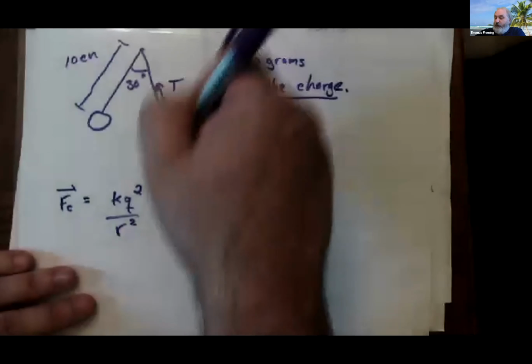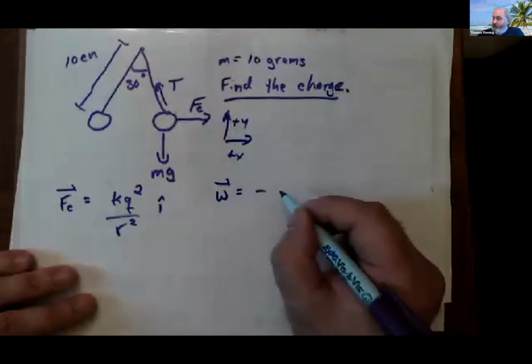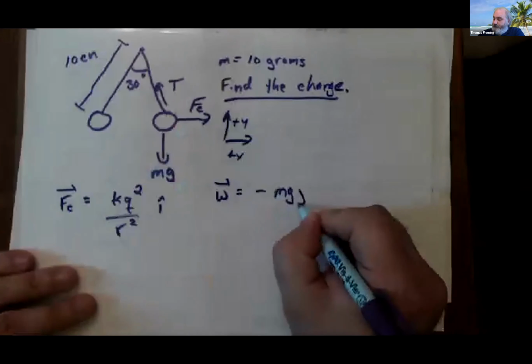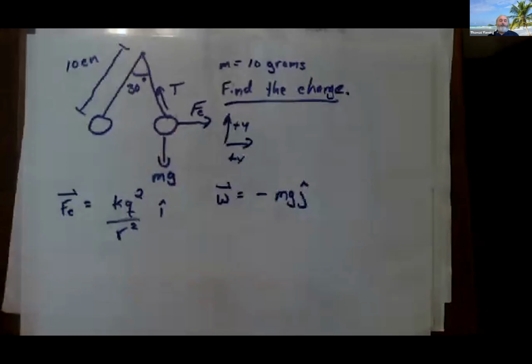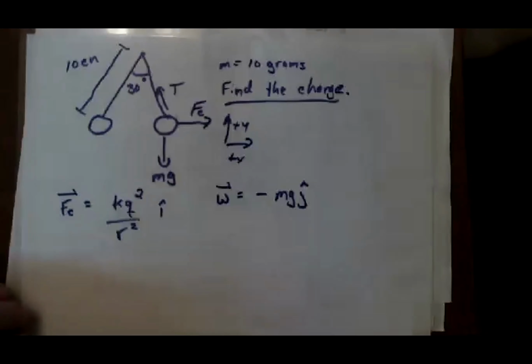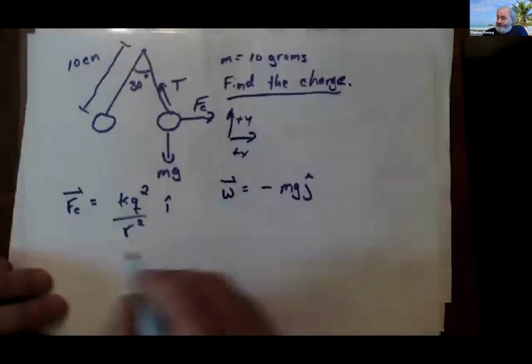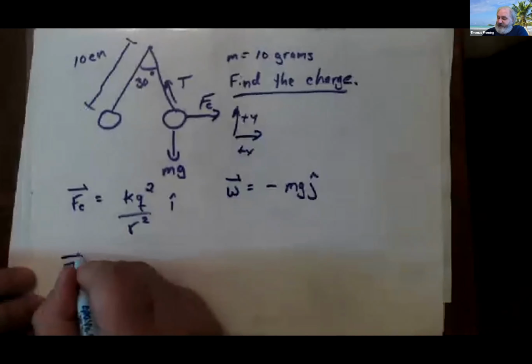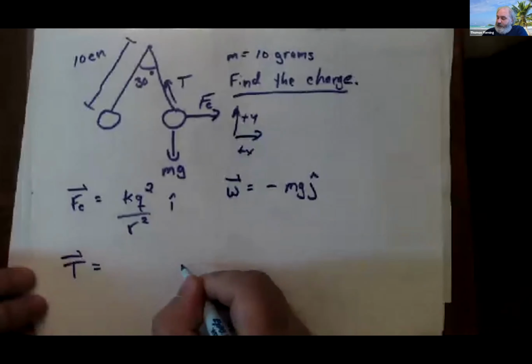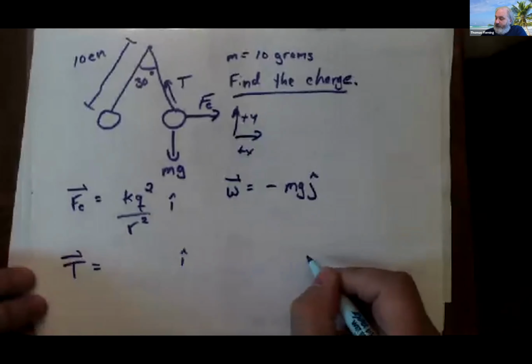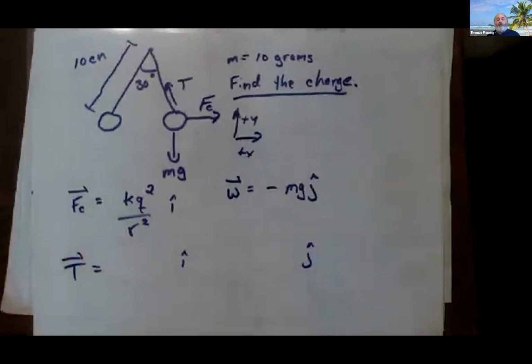Now, for the weight. The weight is straight downward, so it's negative mg j hat. But there's no x component. So far, so good? Yeah. All right, now what about the tension? The tension is diagonal. It's going to have some kind of i hat and some kind of j hat component. And both of those components are going to be non-zero.